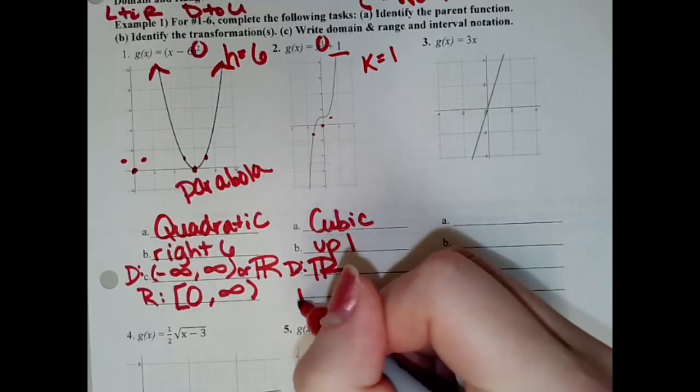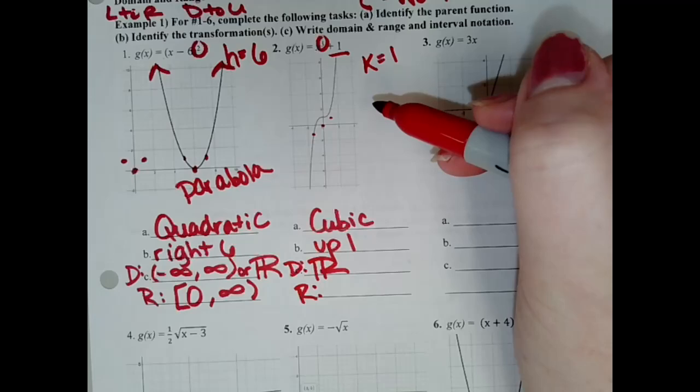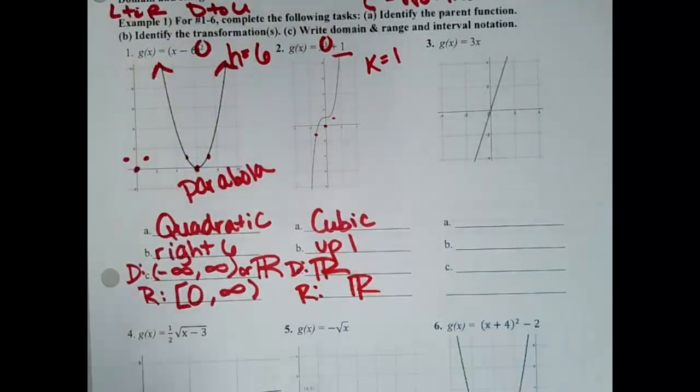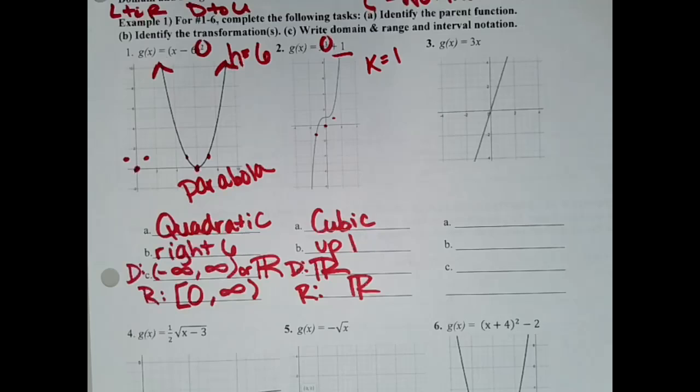For the range, down to up. This function is going down forever and up forever, all real numbers. This is actually always going to be true for any cubic function that goes up and down forever. It will be all real numbers.